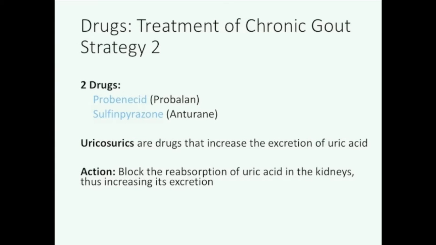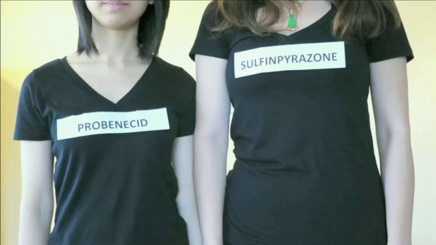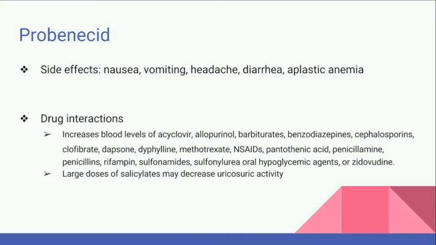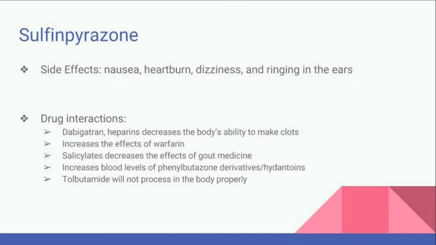One strategy to prevent hyperuricemia is to use uricosurics such as probenecid and sulfinpyrazone. Side effects of probenecid include nausea, vomiting, headache, diarrhea, and aplastic anemia. If used concurrently, probenecid will increase blood levels of allopurinol, benzodiazepines, nonsteroidal anti-inflammatory drugs, and other drugs listed here. Large doses of salicylates may decrease its uricosuric activity.